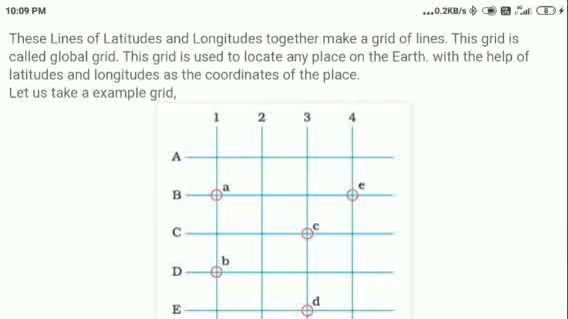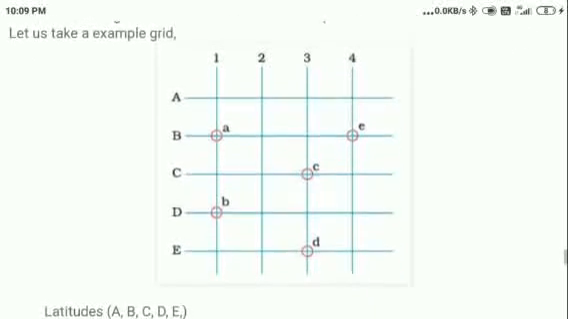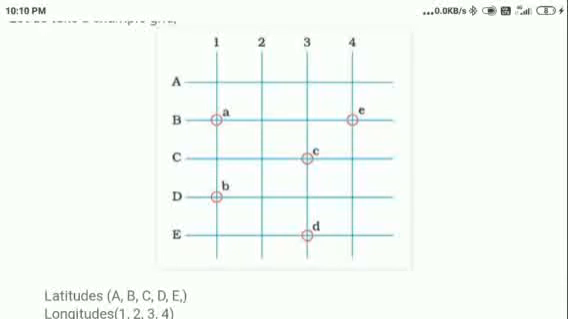So these perpendicular lines, the horizontal as well as the vertical lines, we call them the latitudes and longitudes. They can be represented as grid lines. Basically, this type of orientation makes a grid, and using this grid we can find out the location of any place.